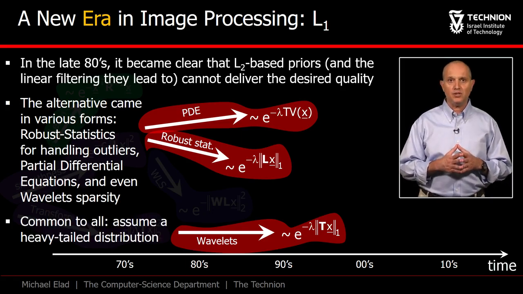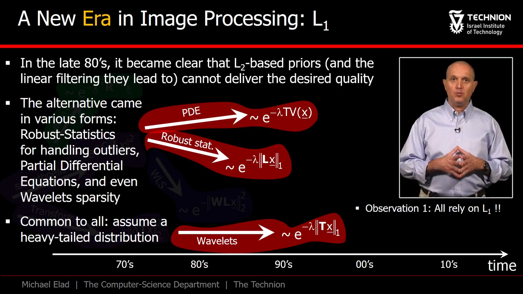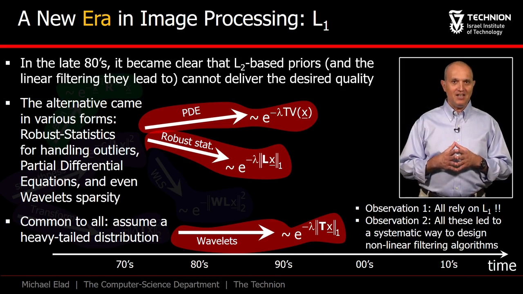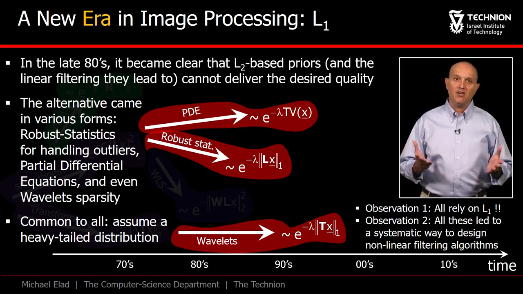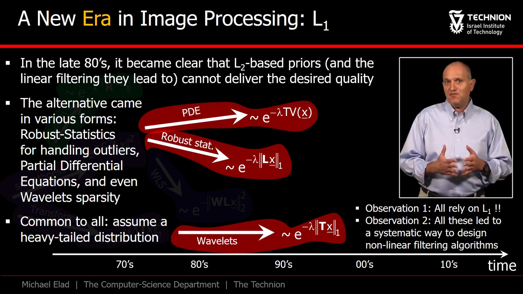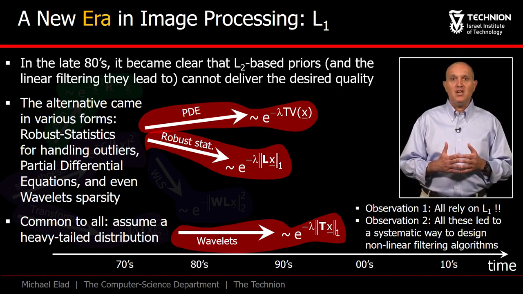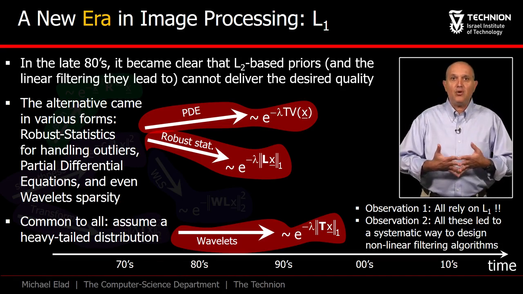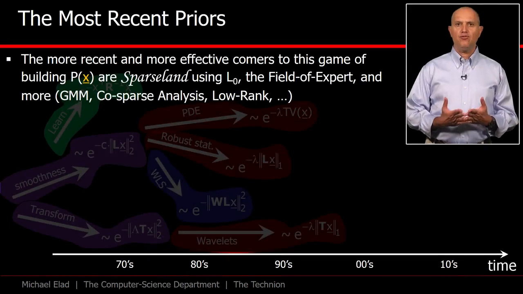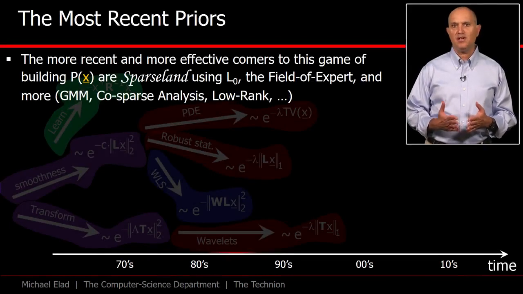Common to all these options is the idea that the image distribution should be heavy-tailed. Observe how all rely on the L1 norm. Interestingly, using these priors in restoration tasks leads necessarily to nonlinear filtering. However, we should not be afraid of this trend. In fact, it is fascinating that these priors give us a systematic way to design nonlinear algorithms with a clear objective. And now we jump forward to the more recent and more effective priors that emerged in the past decade.